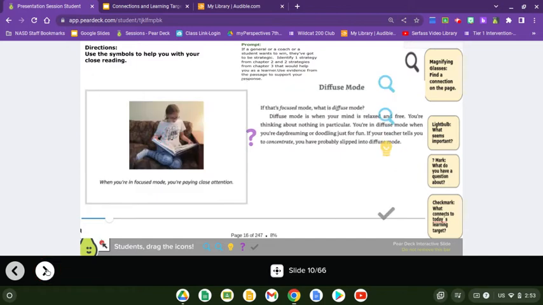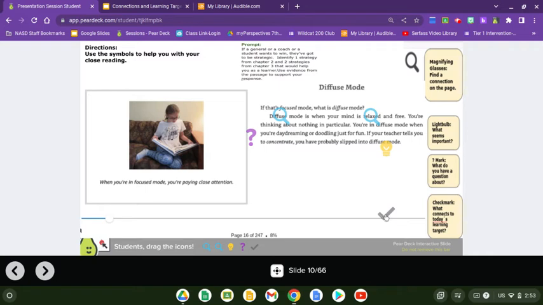Very good. Diffuse mode. If that's focus mode, this is slide 10. If that's focus mode, what is diffuse mode? Diffuse mode is when your mind is relaxed and free. Diffuse, relaxed. You're thinking about nothing in particular. You're in diffuse mode when you're daydreaming or doodling. Just for fun, if your teacher tells you to concentrate, you've probably slipped into diffuse mode.